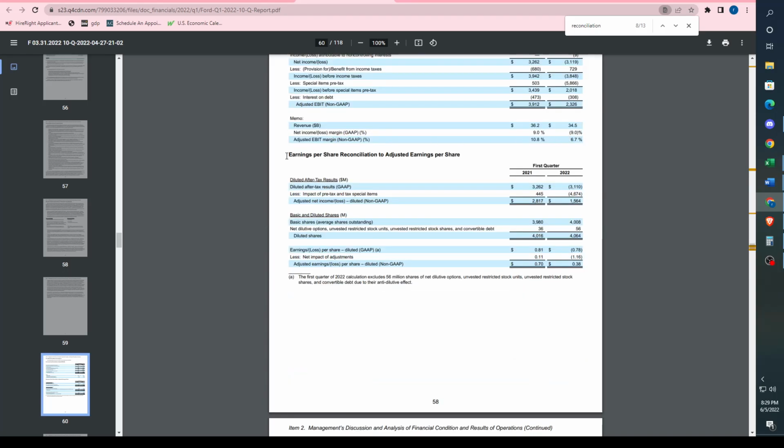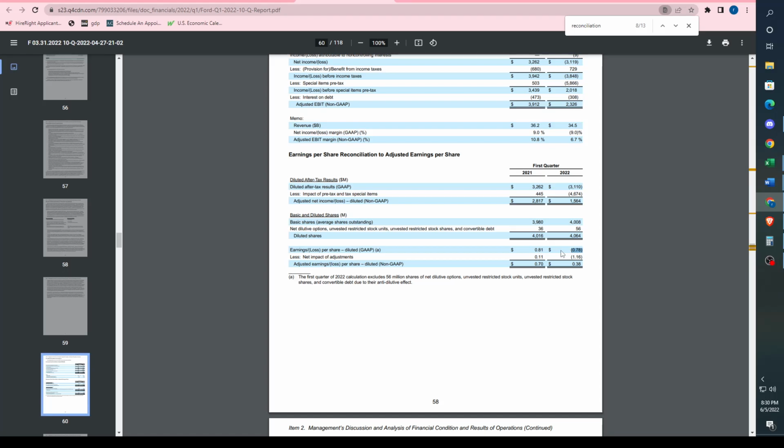All right, so now they show our earnings per share reconciliation to adjusted earnings per share. So what we can see is that GAAP showed us negative 78 cents. But then after we did all the adjustments, we got 38 cents. So it literally went from deep negative to positive. So this is definitely something very important that we need to pay attention to, because if we're simply just going off GAAP, then we might miss some very important things.